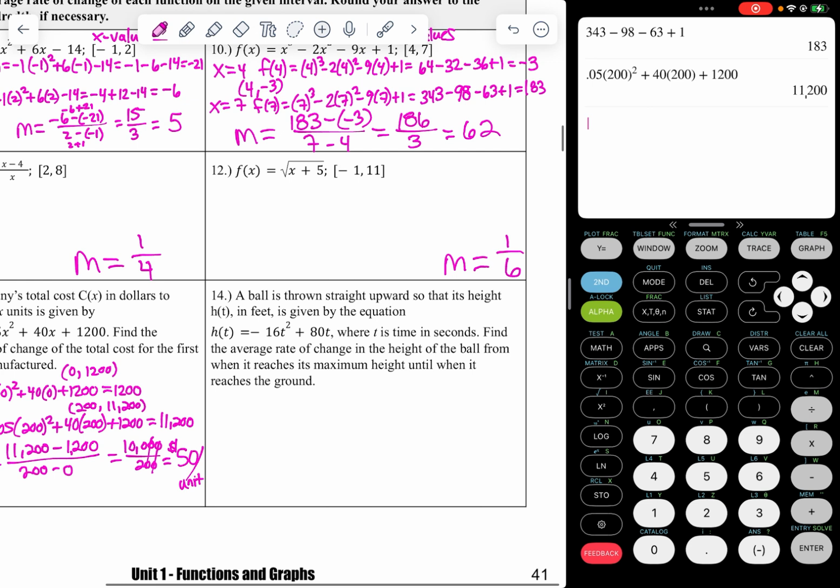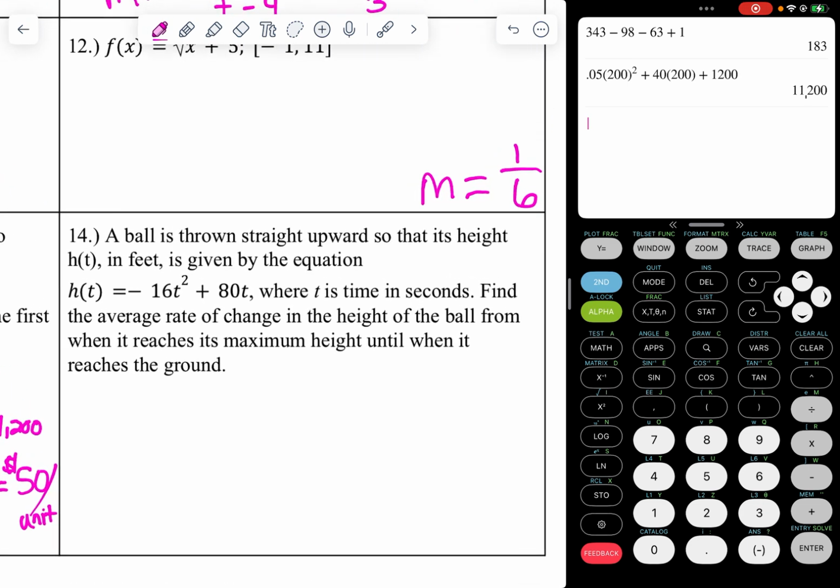All right, 14. A ball is thrown straight upwards so that its height in feet is given by the equation shown here, where t is time in seconds. Find the average rate of change in the height of the ball from when it reaches its maximum height until it reaches the ground. So first of all, maximum height would be the vertex. So you've got to remember some Algebra 2 things here.